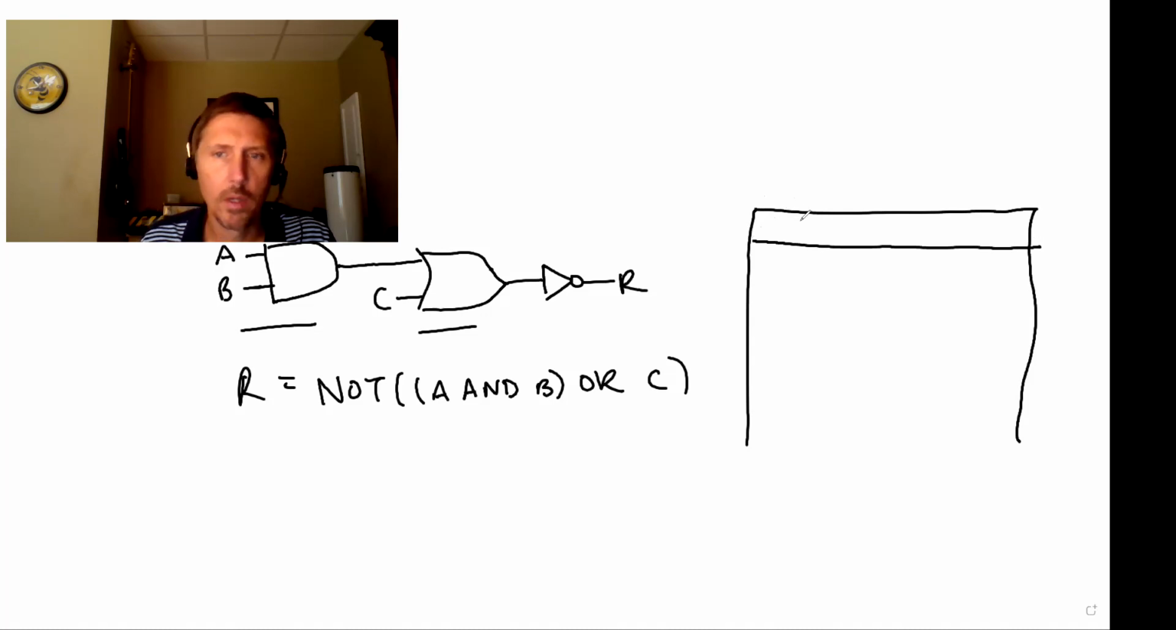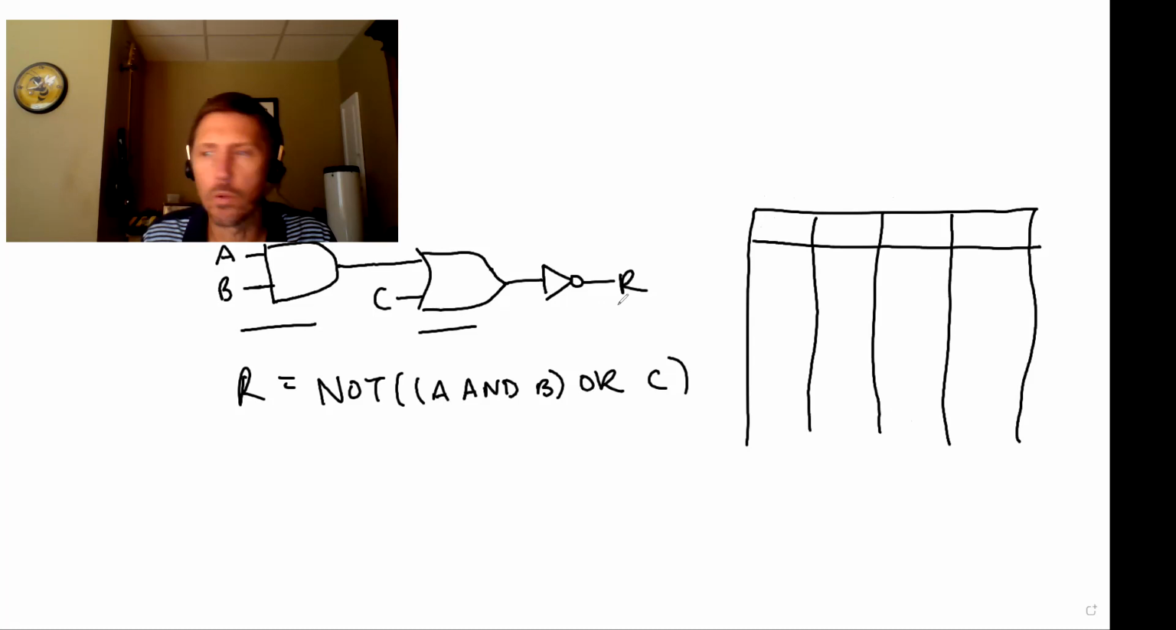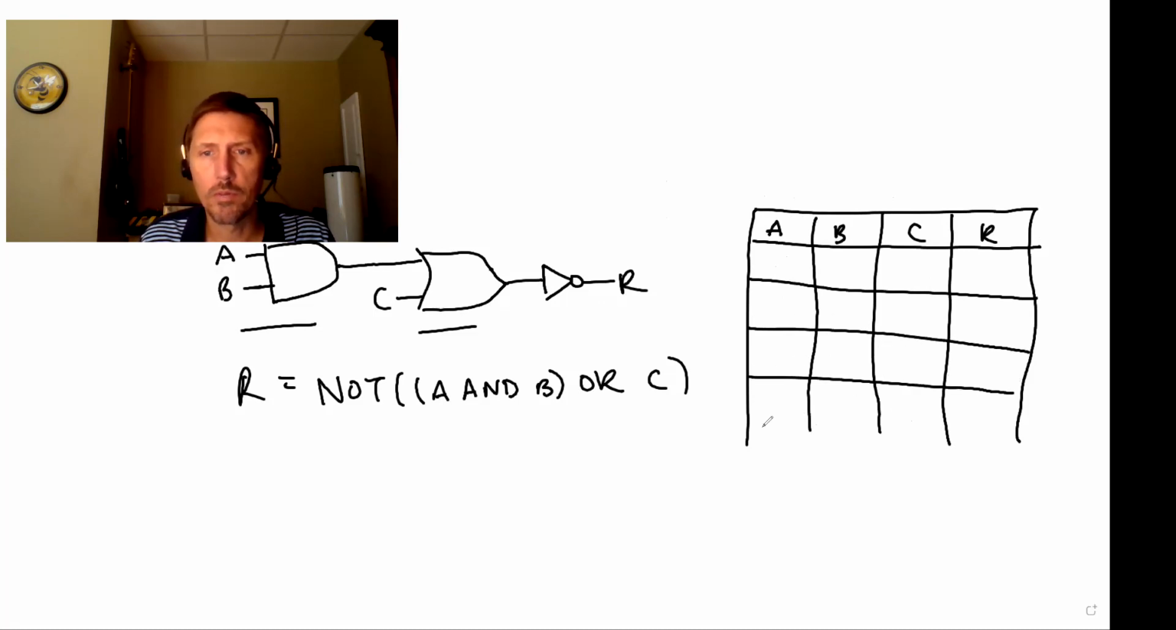Obviously up top, you're going to have to do some columns here. We'll need A, B, C, and R. Yep, that's all we need. So A, B, C, those are our inputs, and then R is going to be our final output, right? And so we'll just do a few lines here and see what the answer would be for those.